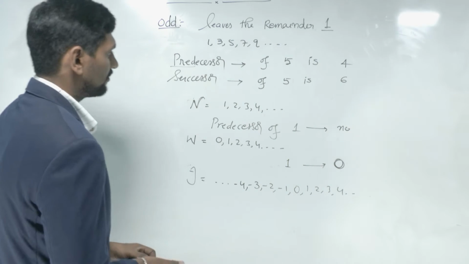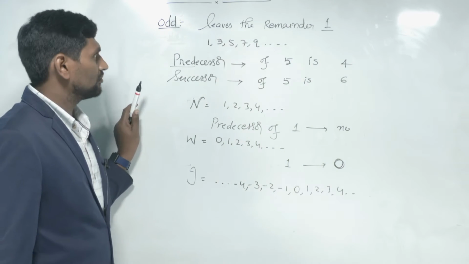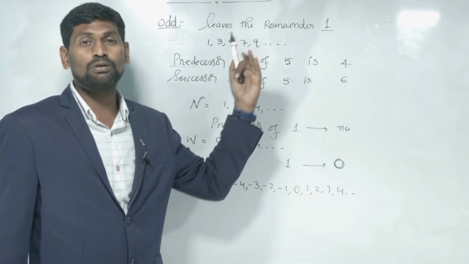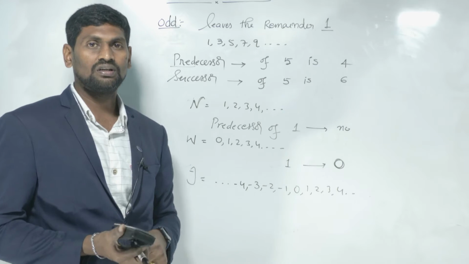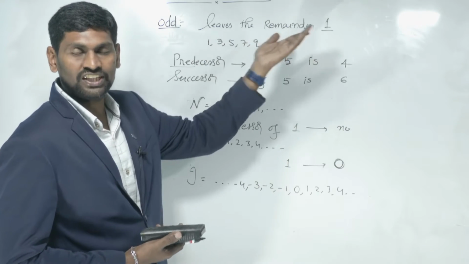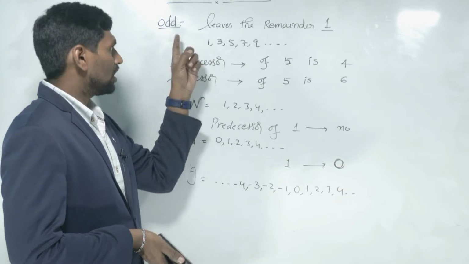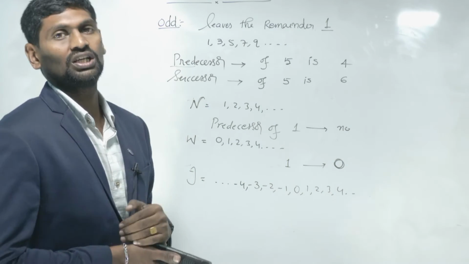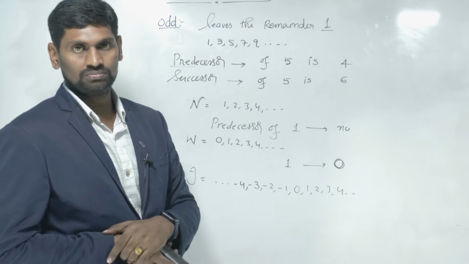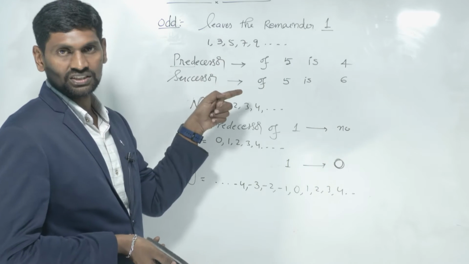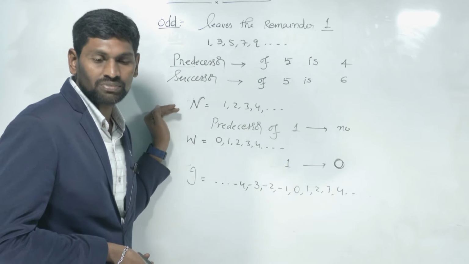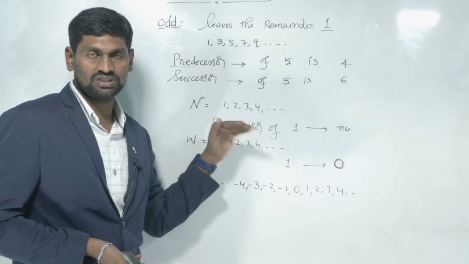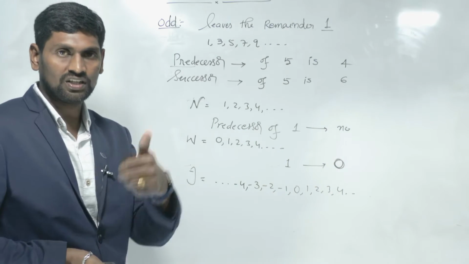So just write odd numbers. A number which, when divided by 2, leaves remainder 1 is called an odd number. A number that divides exactly, that means without leaving a remainder, when we divide by 2, is called an even number. Now predecessor and successor for natural numbers, like that. Clear?